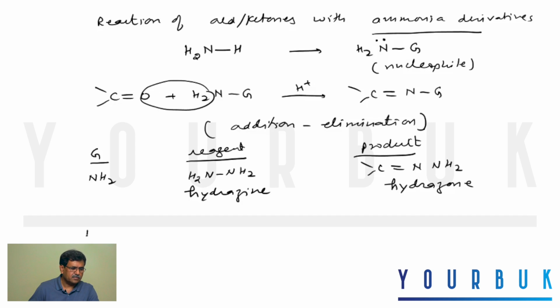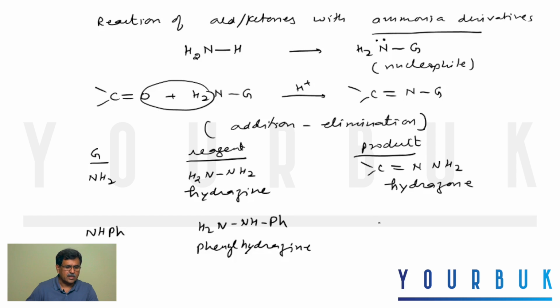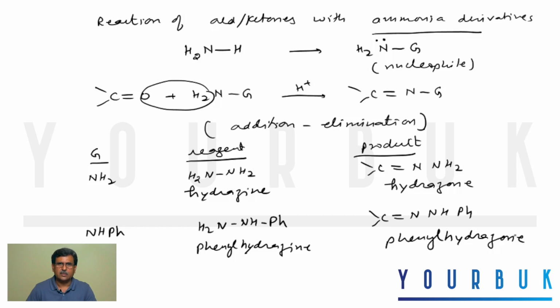Now second is NH and phenyl. Now this is called phenylhydrazine. One H of the hydrazine has been replaced by a phenyl group. This is called phenylhydrazine. And the product is called a phenylhydrazone. So again, if you have to write the name, you just write phenylhydrazone as a suffix to the parent compound. Ethanal phenylhydrazone, propanone phenylhydrazone, and so on.